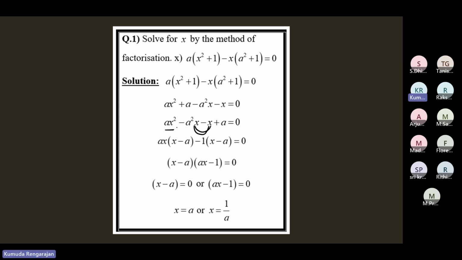So x square term, two x terms, and the constant. Then group the first two terms and the last two terms. Group the first two terms, group the last two terms. And you know what to do after that. Take a picture.